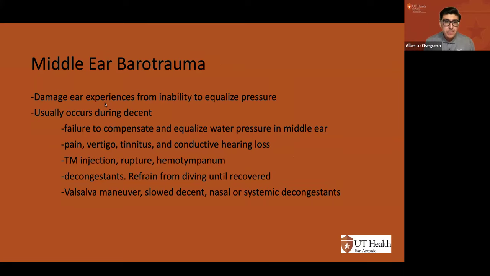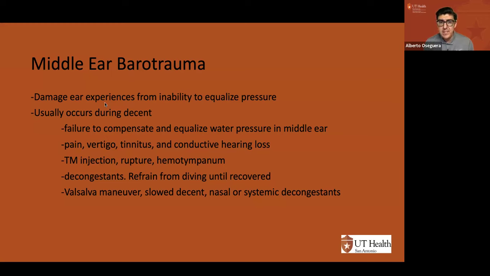So again, it is due to the failure to compensate and equalize the water pressure in the middle ear. The trauma will present with pain, they'll have the vertigo, tinnitus, and usually will have conductive hearing loss. The different signs and symptoms, you'll have tympanic membrane injection or redness, you can have tympanic membrane rupture, or you can have blood accumulation behind the eardrum. Treatment for this, decongestants is going to be the mainstay of treatment, so oral antihistamines. Sometimes you can use intranasal corticosteroids, and then you'll want to refrain from diving until this is fully recovered.